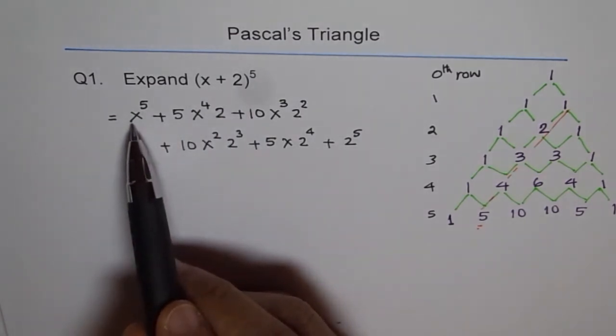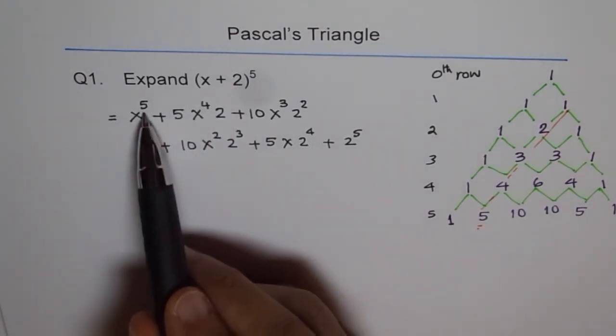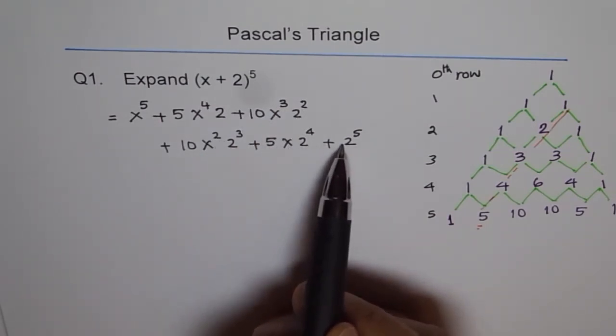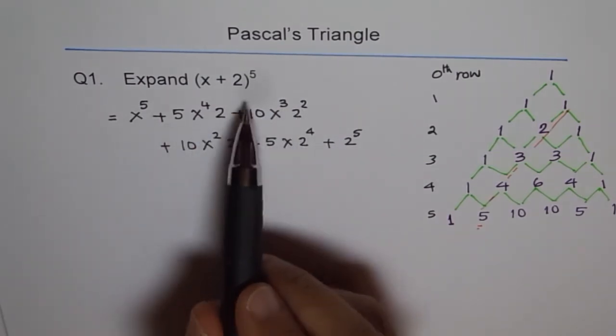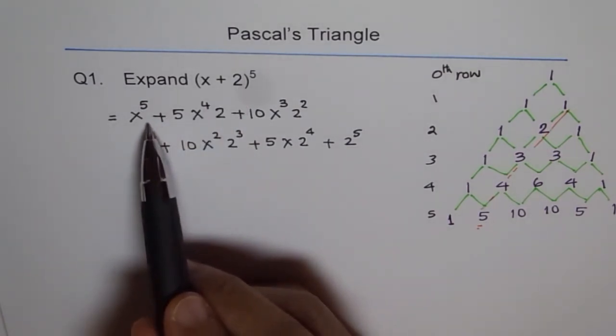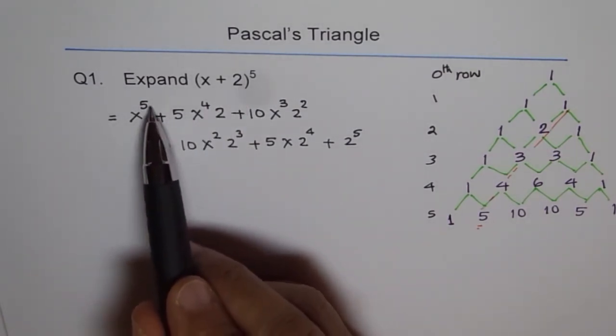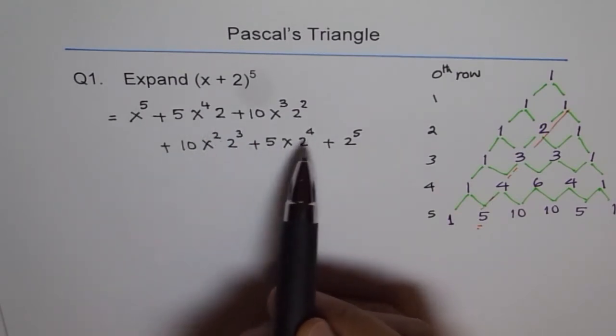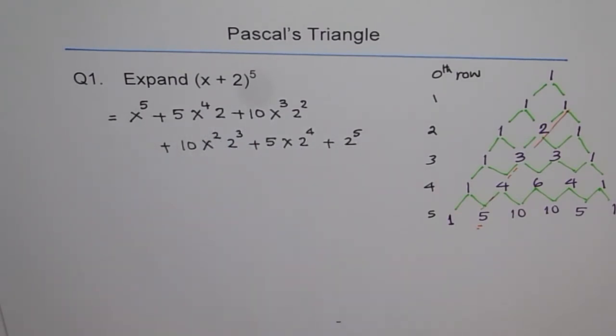Do you see that? So A's power is 5 first, and it decreases by 1 each time, correct? x to the power of 0. Now for the B, power increases from 0. 2 to the power of 0 is 1, so you don't see it here, right? 2 to the power of 1, 2, 3, 4, and 5. So this is the Pascal's triangle use and application to expand a binomial like x plus 2 to the power of 5. I hope you understand it, right?